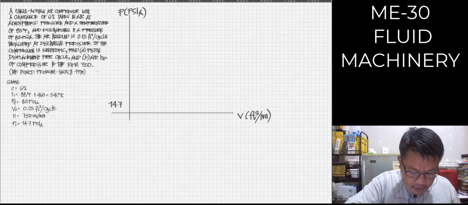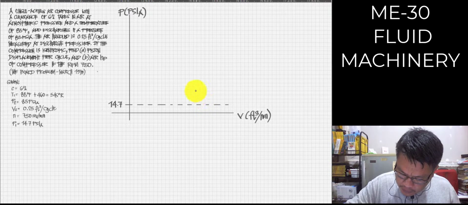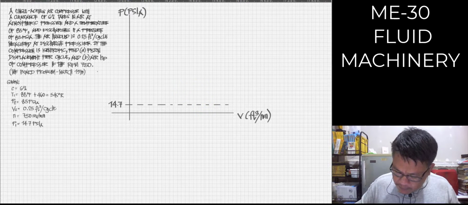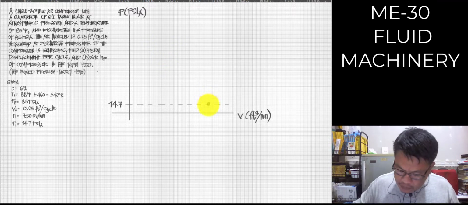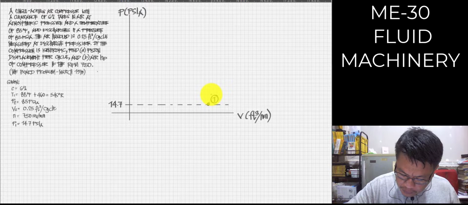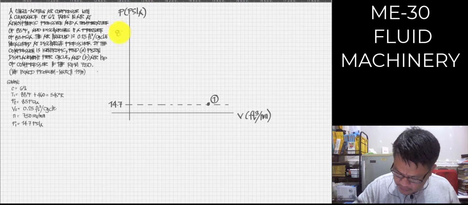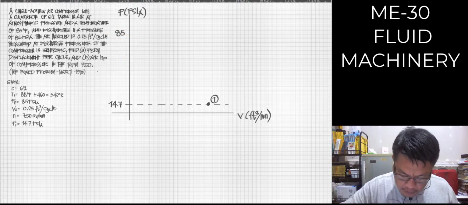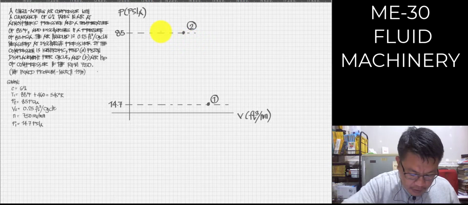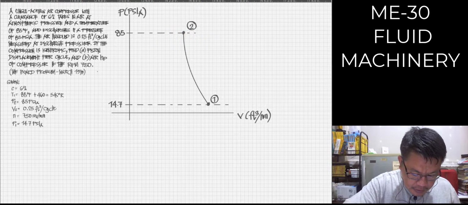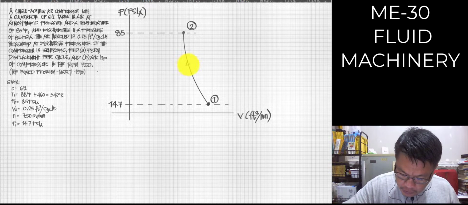Okay, let's adjust this. Assumingly we have our point 1. Then we have P2, the discharge, which I'm going to put somewhere here at 85, so I have my point 2 at 85 psi absolute. I'm going to draw the direction of the flow, starting from 1 to 2.